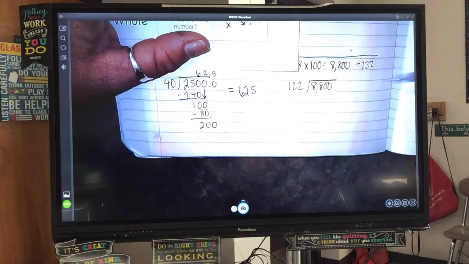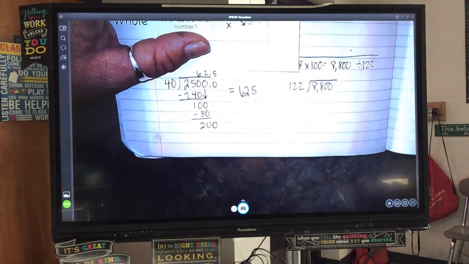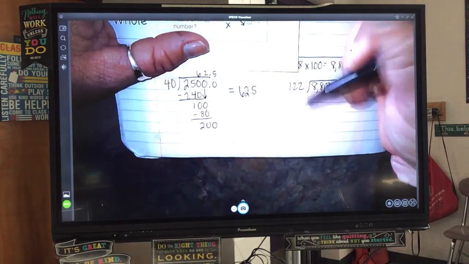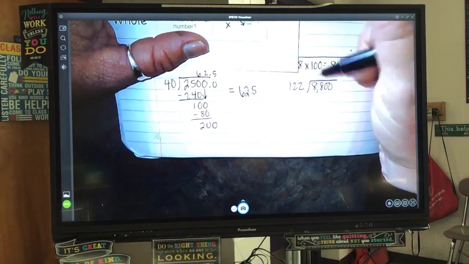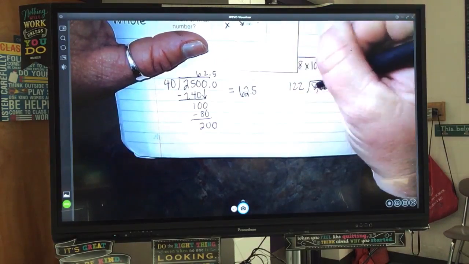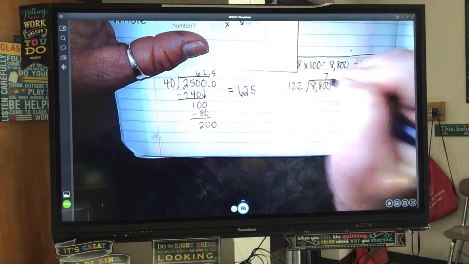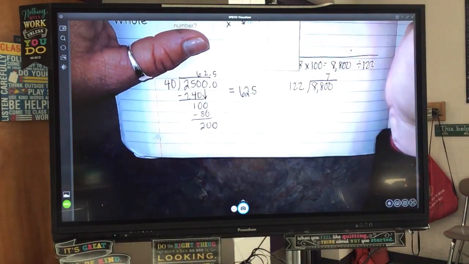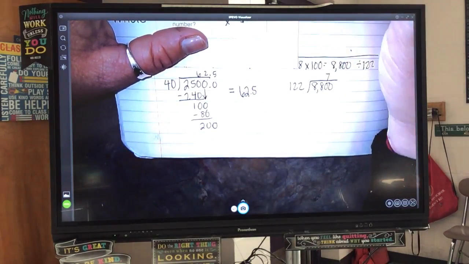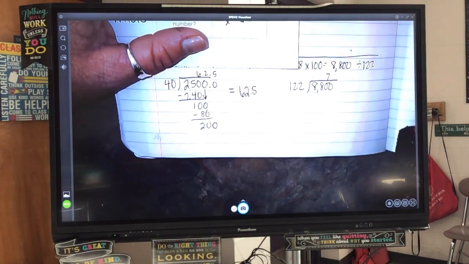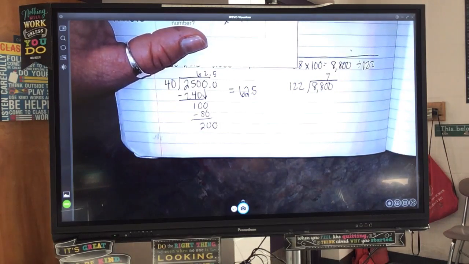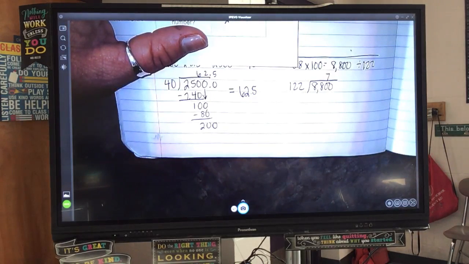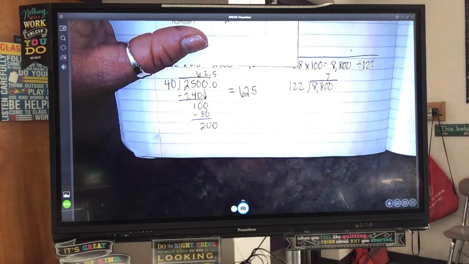Alright, so what can I multiply 122 by to get 8? What can I multiply 122 by to get 88? What can I multiply 122 by to get 880? I'll give you a hint. 7. Go ahead. What's 122 times 7? What is it, Aiden?